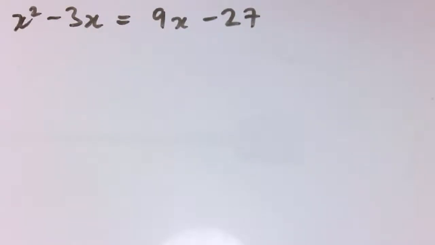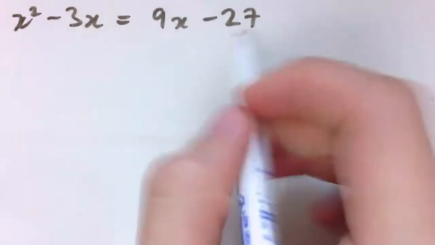Okay, here's one that's presented in a slightly different form. x squared minus 3x is 9x minus 27, and we can't immediately try and factorise this because we've got the equals here in between the terms. So for this method to work, it all hinges on the fact that we're saying something about two numbers multiplying together to give 0. So we must make one side equal to 0 before we start here.